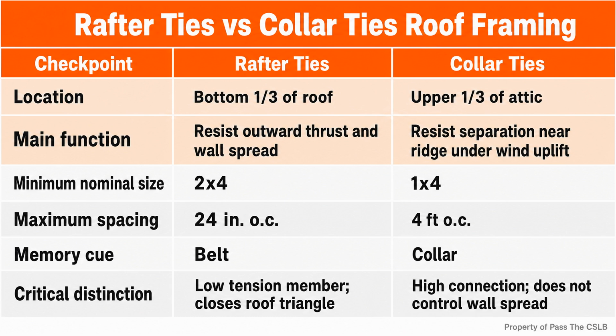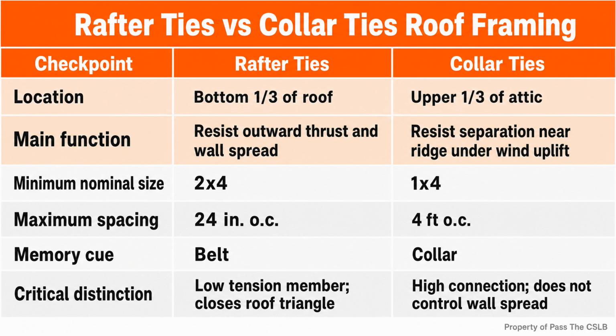Connection details matter too. A tie only develops its intended force if its fastening and attachment follow the approved plan or the applicable prescriptive requirements. I do not treat a board touching two rafters as proof of a working tie. I look for the correct location, size, spacing, and connection.